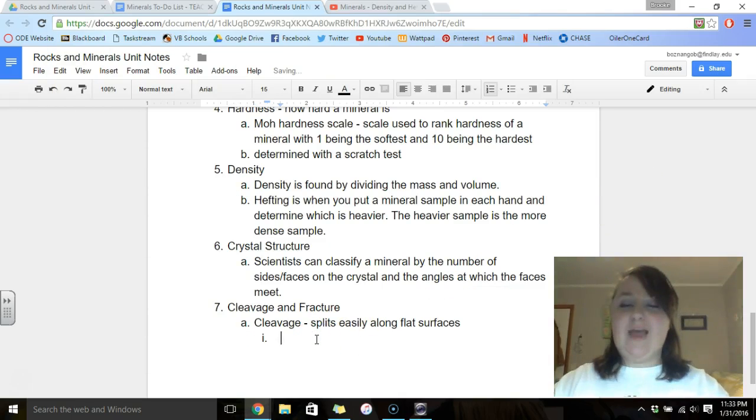So I think we need to add under cleavage an example of an element. An example of an element that has cleavage is mica, because it splits along the flat surface.